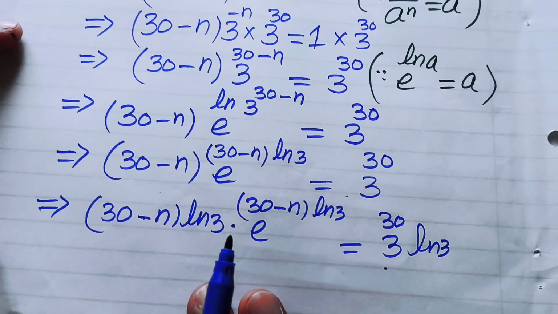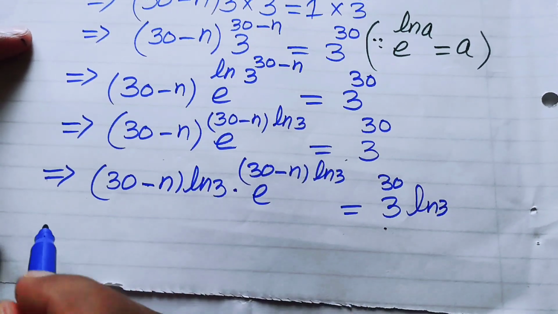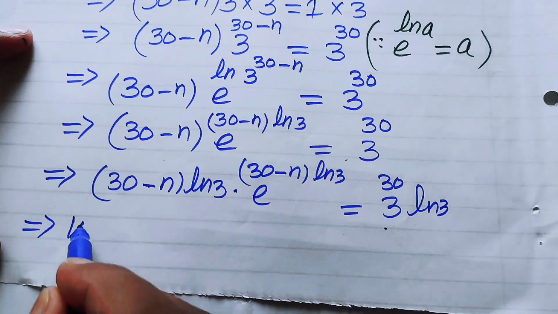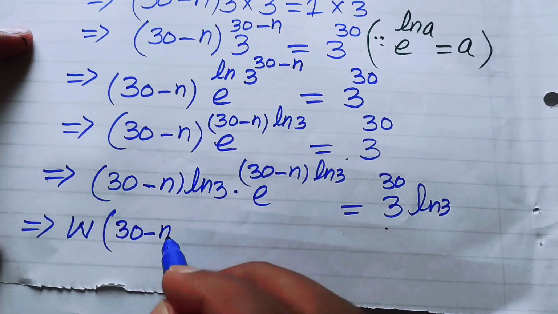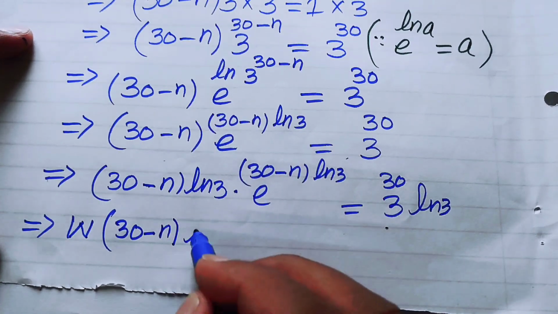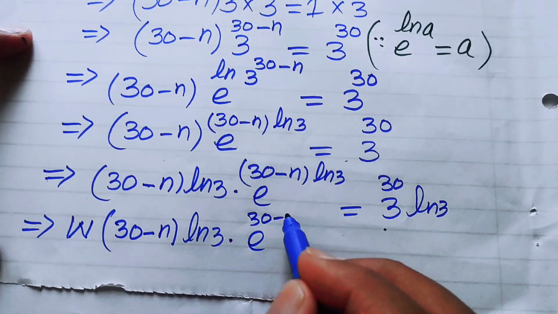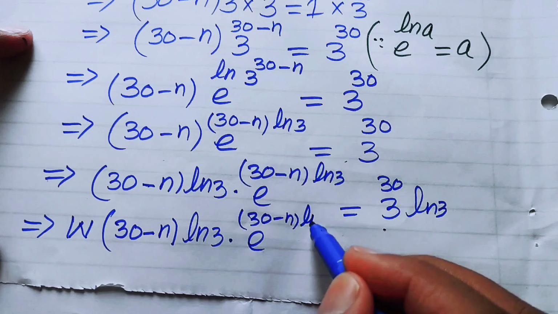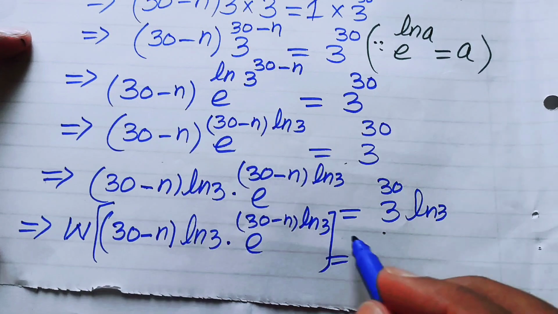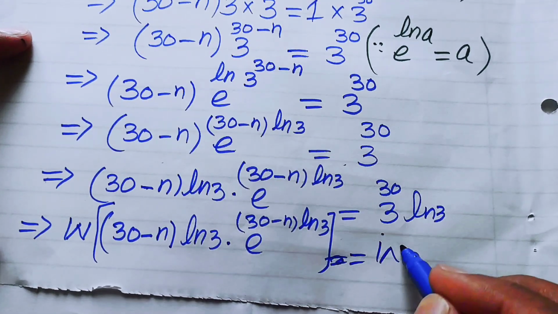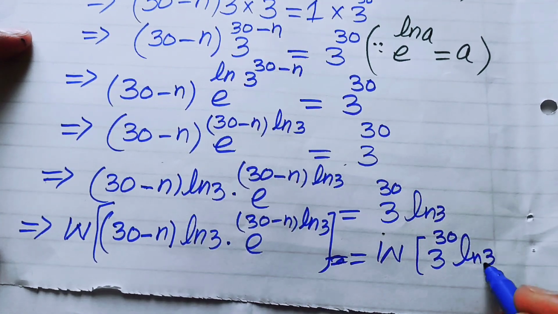After this step I can apply the Lambert W function on both sides. So you apply W on both sides, and you get (30 minus n) times log 3 into e to the power of (30 minus n) times log 3 on the left, and on the right-hand side you have W of 3 to the power of 30 times log 3.